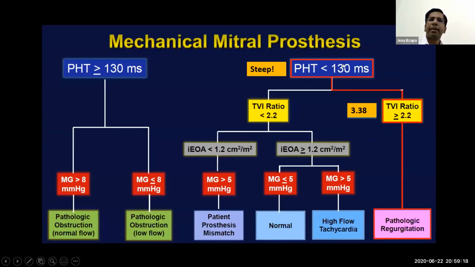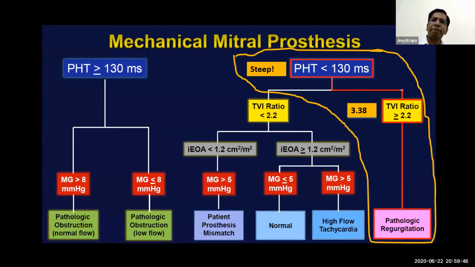So this again is a patient with a pathological regurgitation, mainly because everything else looks like obstruction: gradient high, VTI, DVI high, everything is like obstruction. The only thing that separates it is the pressure half time. So even if this is the single message for today, I think my job is done: to look at pressure half time to separate regurgitation from other lesions.